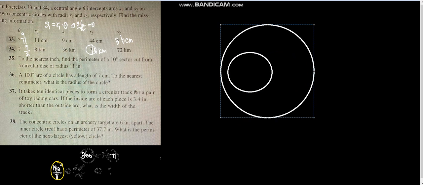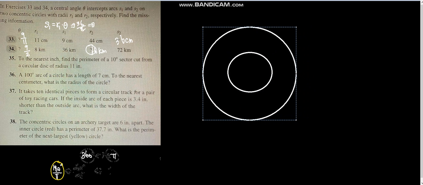Two concentric circles on an arbitrary target are 6 inches apart. So then you have a circle here, and then you have another circle that has the same center. Therefore, you have two circles. And then it says the inner circle has a perimeter of 37.7. This is a yellow target, and the inside one was red, so I'm not going to mark that.